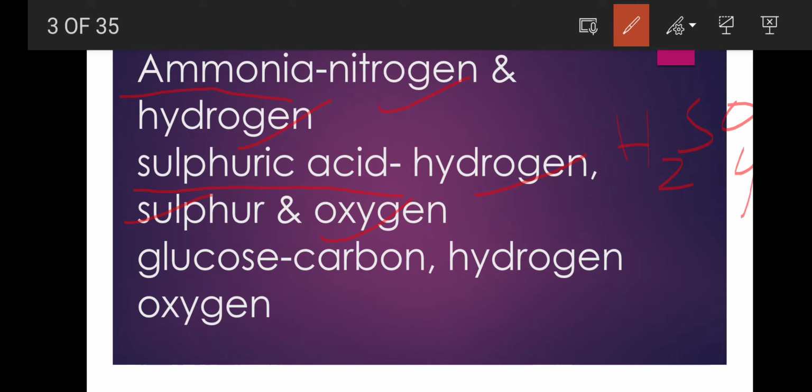Now, formula of ammonia is what? NH3, means nitrogen and hydrogen. Now, next is glucose. Which are the elements present here? Carbon, hydrogen and oxygen. And the formula of glucose is C6H12O6. Clear? So, on the basis of this, carbon, hydrogen and oxygen are the elements present in glucose. Means if you know the formula, you can easily write the elements present in the given compound.